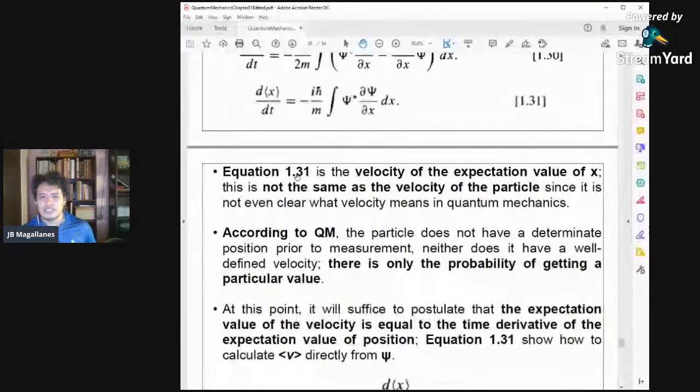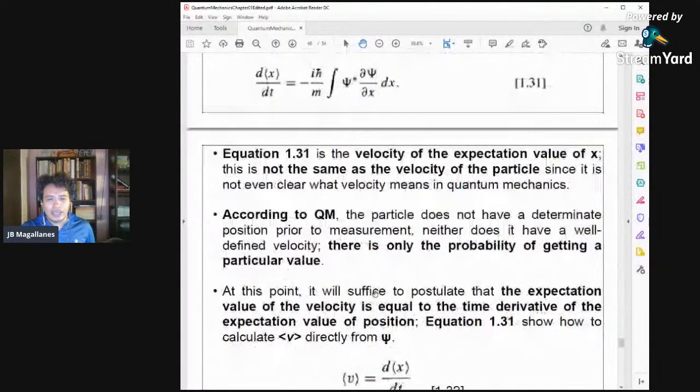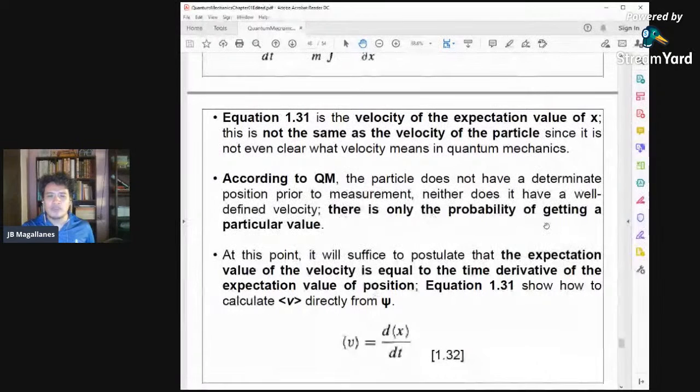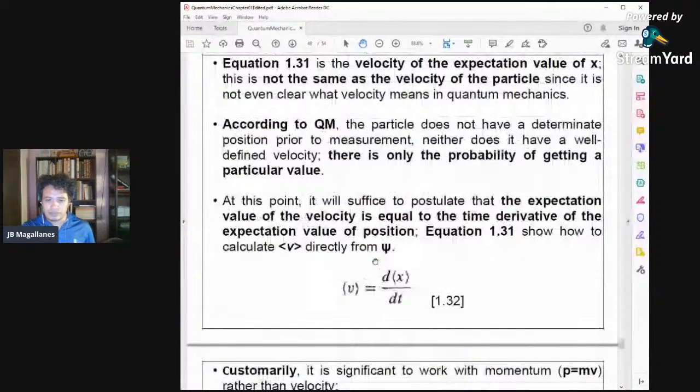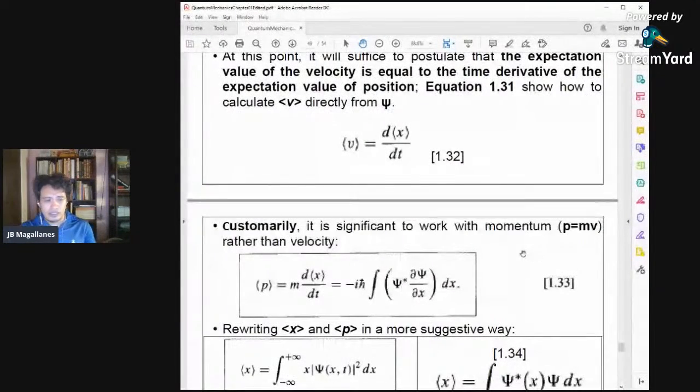Equation 1.31 is the velocity of the expectation value of x. It is not the same as the velocity of the particle. It is not even clear what velocity means in quantum mechanics. In quantum mechanics, there's only the probability of getting a particular value, not the certain or exact value. So commonly, we work with momentum and position in quantum mechanics.